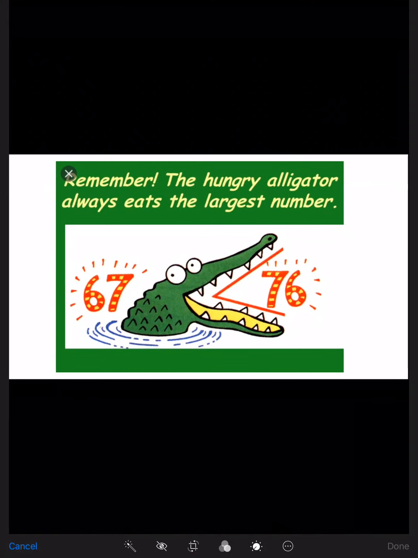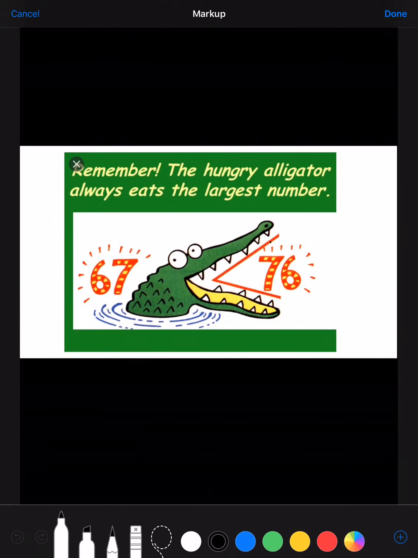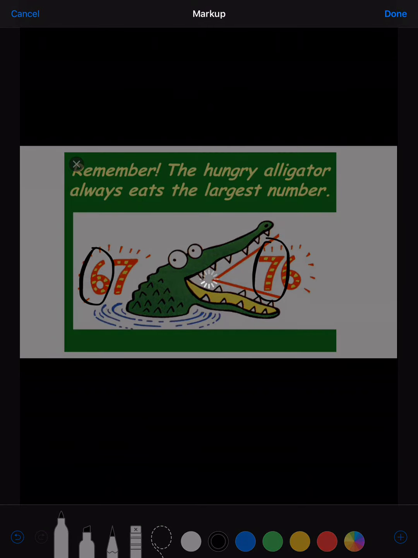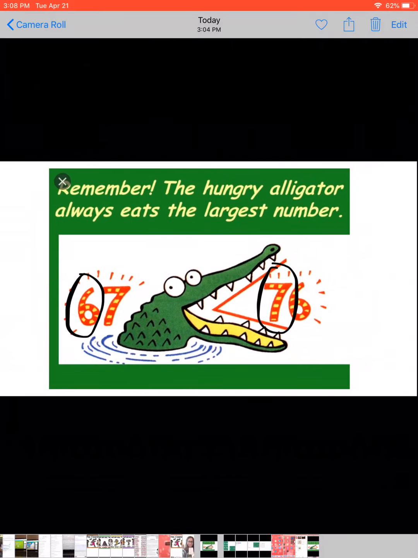And we know that because we can see here, let me get my markup pen ready, we can see that in the tens place, we have a 7 and a 6. We always want to compare those numbers first, okay? That way we know that the 7 in the tens place is greater than the 6 in the tens place. So we know the alligator wants to eat 76 and not 67, okay?